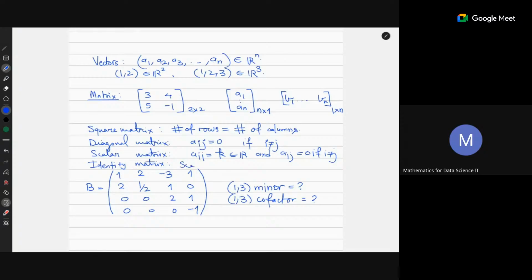So it is a scalar matrix with all the entries equal to 1. All right.